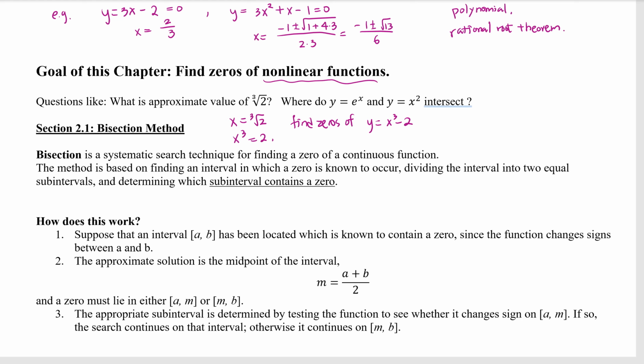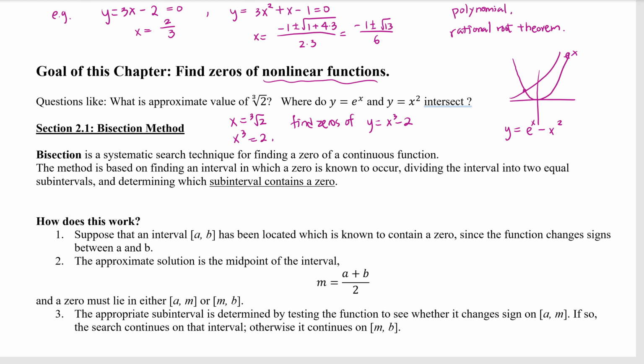And the next question is, where do e to the x and x squared intersect? The exponential function e to the x looks like this, and then this is a parabola, right? So a parabola looks like this. How do we find the intersection points? Well, it's the same as finding the zero of the function e to the x minus x squared. So all these questions we can conclude are the same as finding the zero of a nonlinear function.